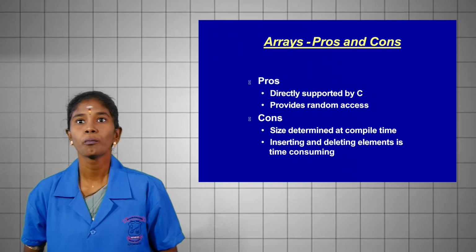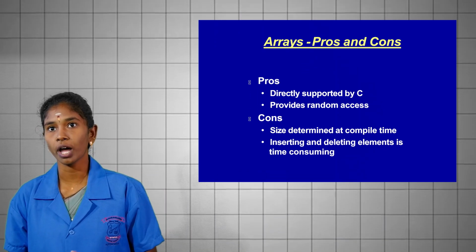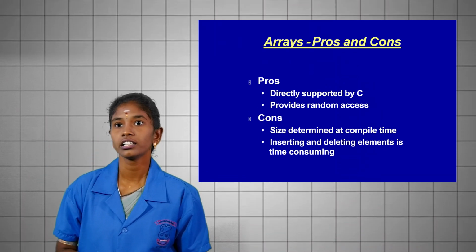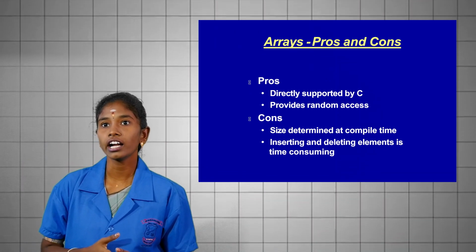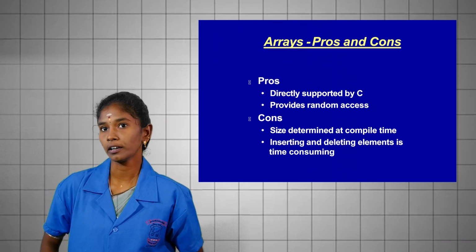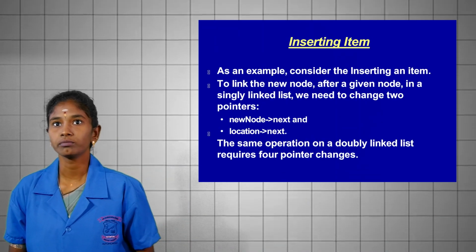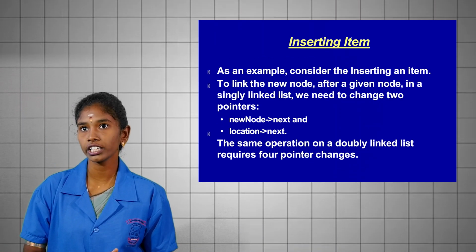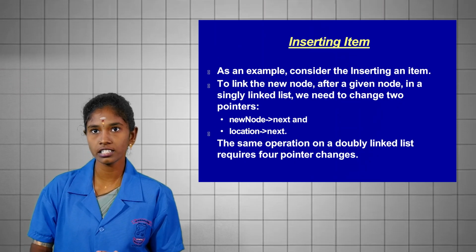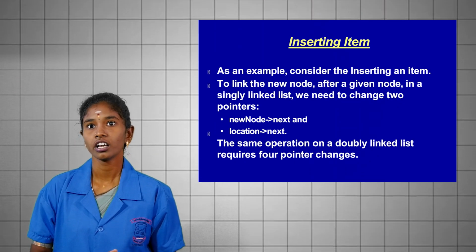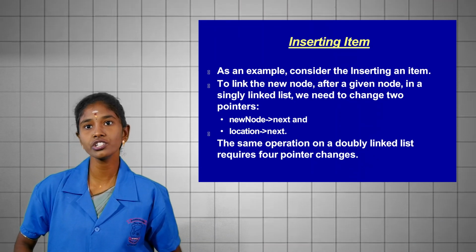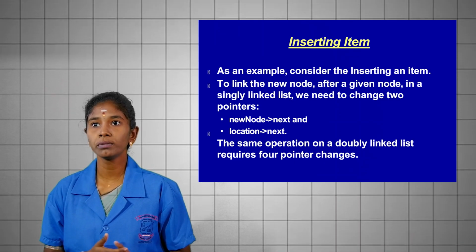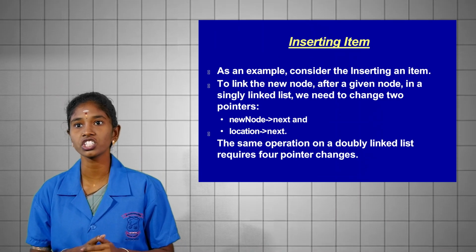Arrays pros and cons. Pros: directly supported by the C programming language, provides random access. The cons: size is determined at compile time, and inserting and deleting elements is time consuming. Inserting an item: as an example, consider inserting an item by linking the new node after a given node. In a singly linked list, we need to change two pointers: new node to next node, location to next node. And the same operation in a doubly linked list requires four pointer changes.